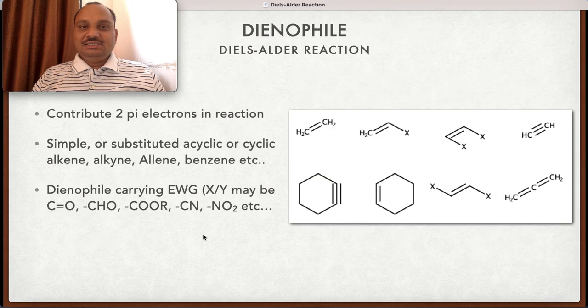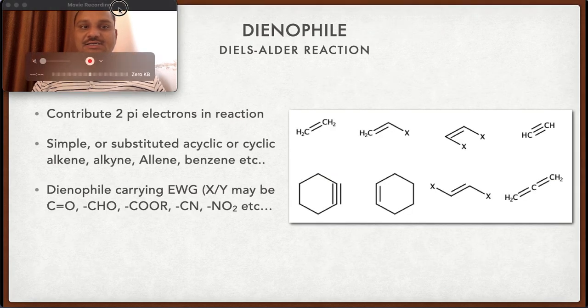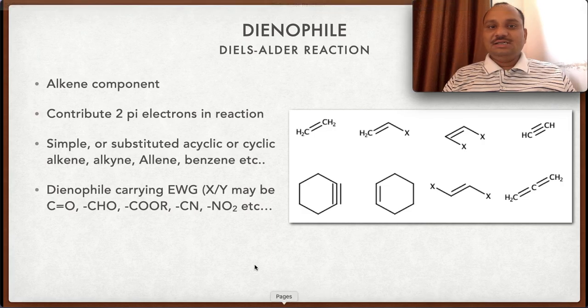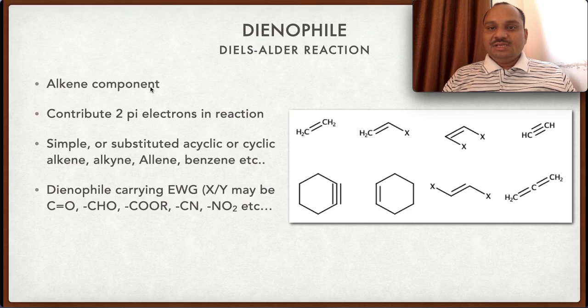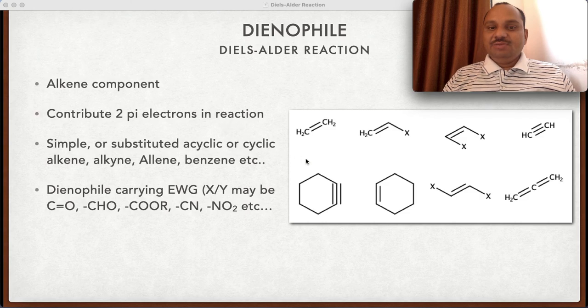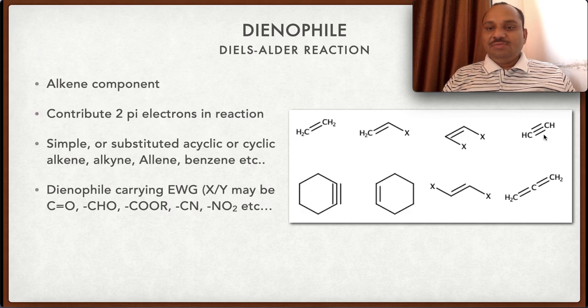Next, let us see the reactants involved in the Diels Alder reaction. The first is the dienophile. It is the alkene component of the Diels Alder reaction. It always contributes 2 pi electrons in the reaction. It may be simple, that is ethene, or it may be substituted, monosubstituted or disubstituted, or it may be an alkyne, having a carbon carbon triple bond.